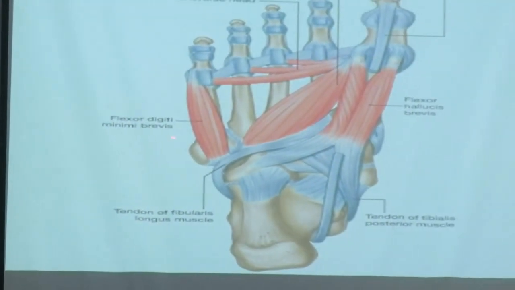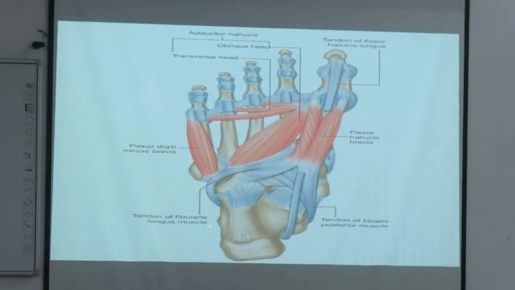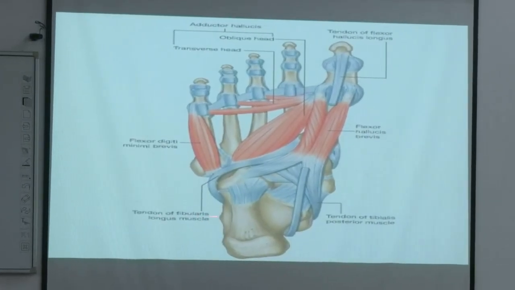You see, here is the flexor digiti minimi brevis. This is the tendon of peroneus longus, also known as fibularis longus. This is hooking around this lateral border and inserting into the base of the first metatarsal and medial cuneiform. This is the flexor hallucis brevis, inserted into the base of the proximal phalanx of the great toe. This is the tendon of the tibialis posterior insertion, and this is flexor hallucis longus.